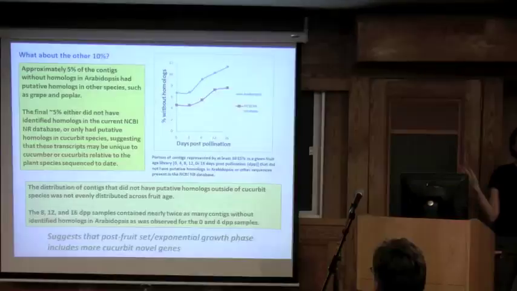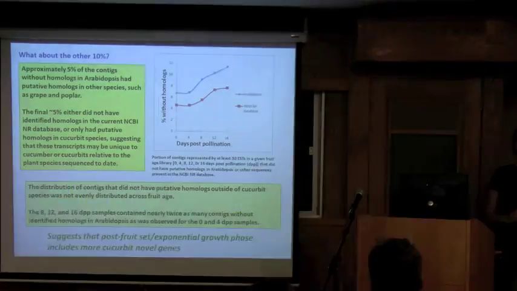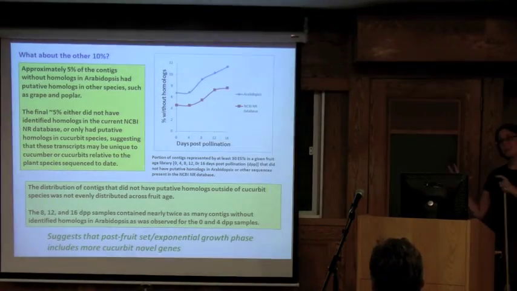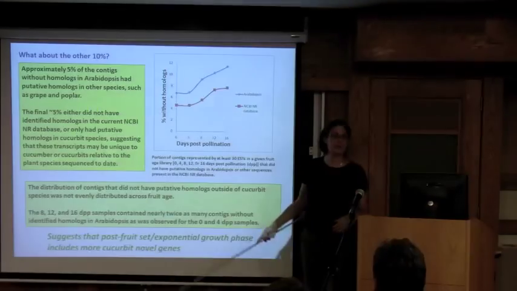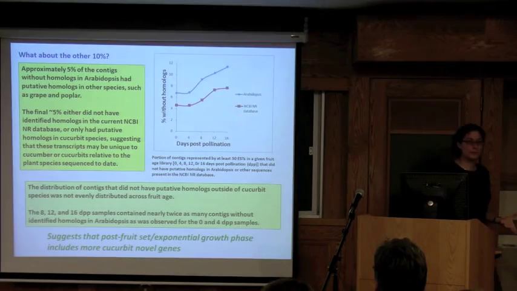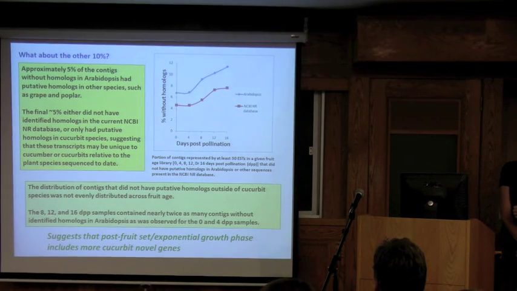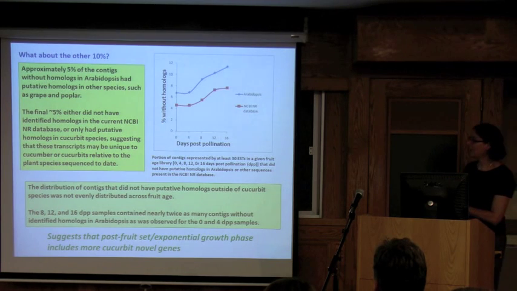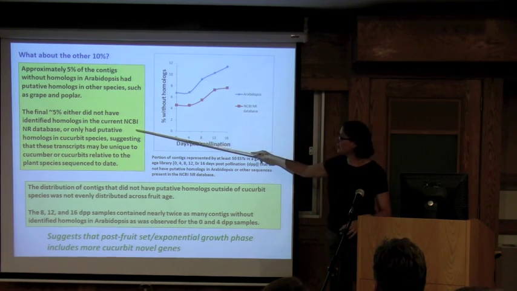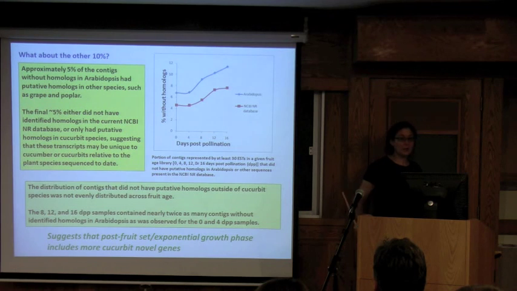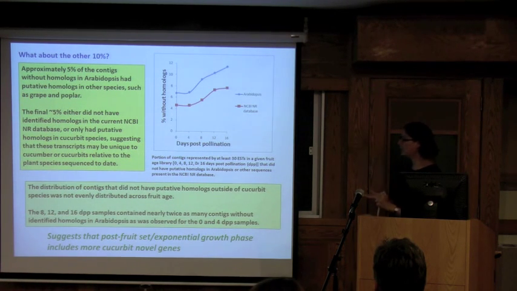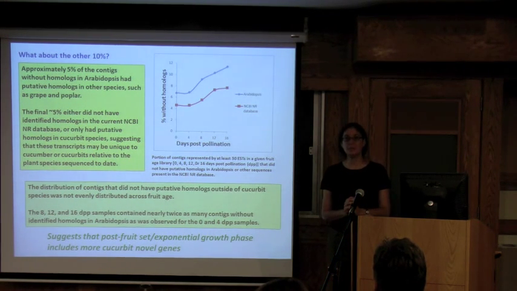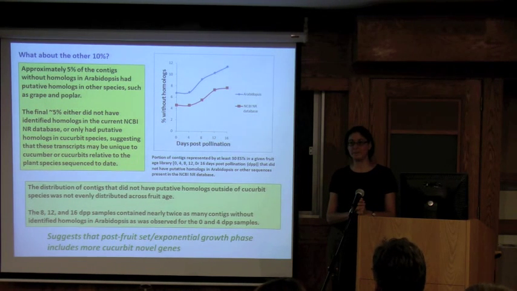But there were 10% that did not have putative homologs in Arabidopsis. Now approximately 5%, approximately half of those, did have putative homologs in other species such as grape and poplar, for which there are extensive gene bank entries. But the final 5% either did not have identified homologs in the current database, or they only had homologs in other cucurbit species, suggesting that these may be unique to cucumber or other cucurbits relative to the kinds of plant species that have been sequenced to date.